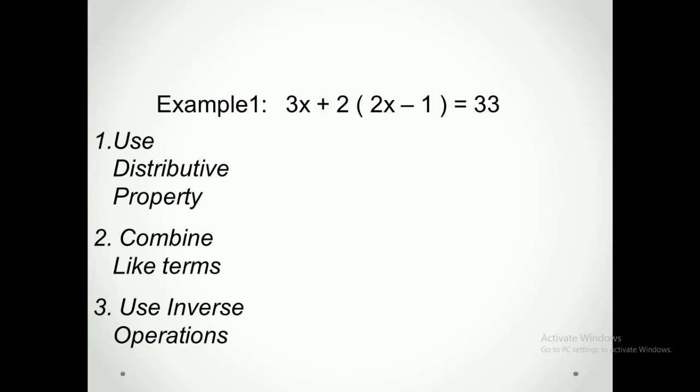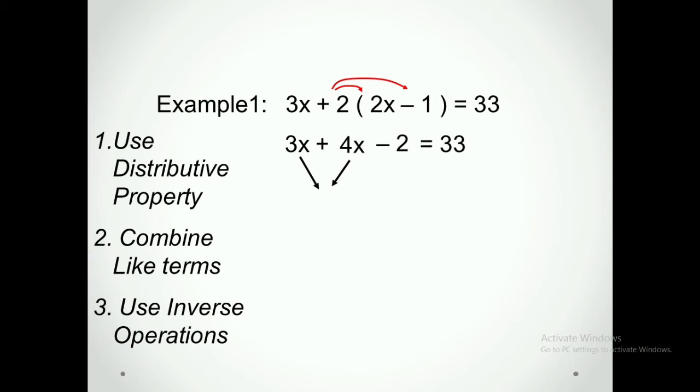Since the 2 is directly outside the bracket, that's what we're going to use and multiply by each term inside the bracket. So we're going to take that 2 and multiply it by 2x, and that will give us 4x. And then 2 times negative 1 will give us a negative 2. Then we simply bring back down the 3x and the 33 from up top. Now if you notice, we have 3x plus 4x minus 2 equals 33.